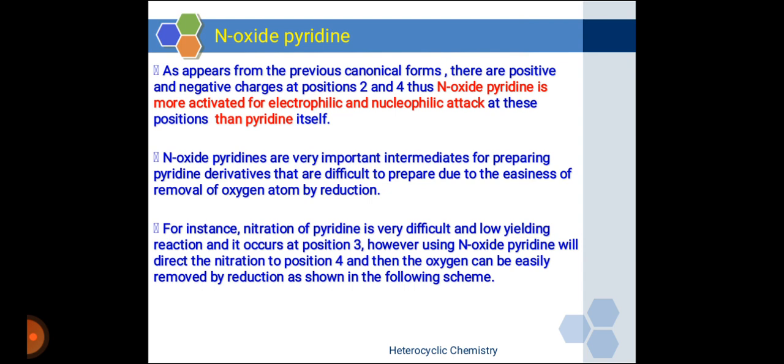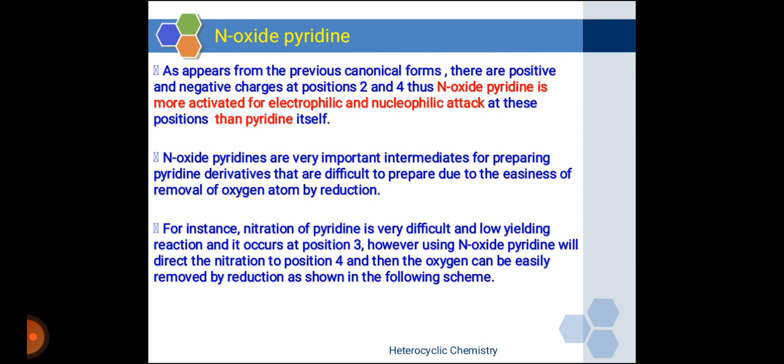The pyridine N-oxides are very important intermediates for preparing pyridine derivatives that are difficult to prepare, due to the ease of removal of the oxygen atom by reduction. For instance, nitration of pyridine is a very difficult and low-yielding reaction, which occurs at position 3. However, using pyridine N-oxide will direct the nitration to position 4, and then the oxygen can be easily removed by reduction, as shown in the following reaction scheme.